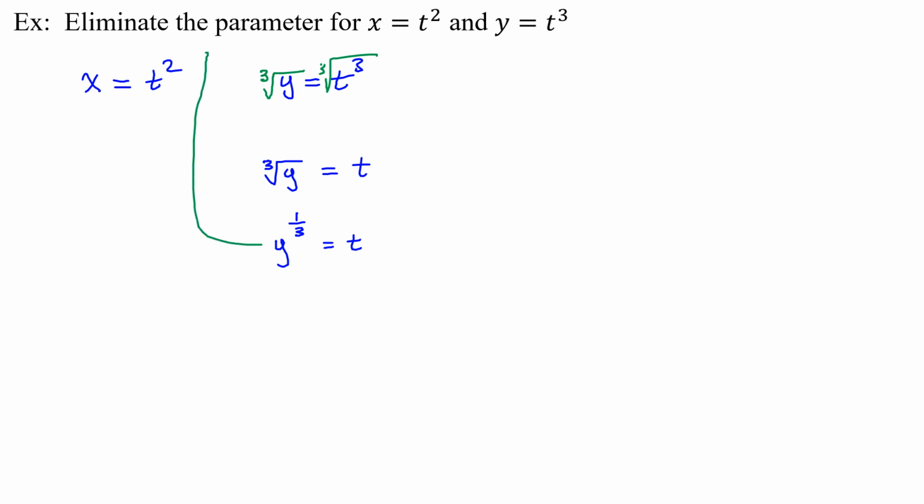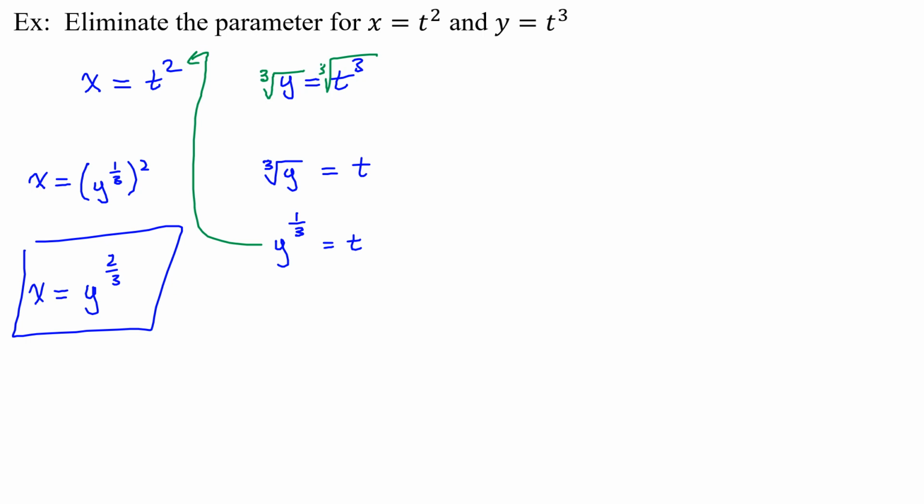But this t value would then have to come in up here and say that x equals the t would be y to the 1/3, or the cube root of y squared. So you'll get x equals y to the 2/3. And I have eliminated the parameter. And that would be my answer.